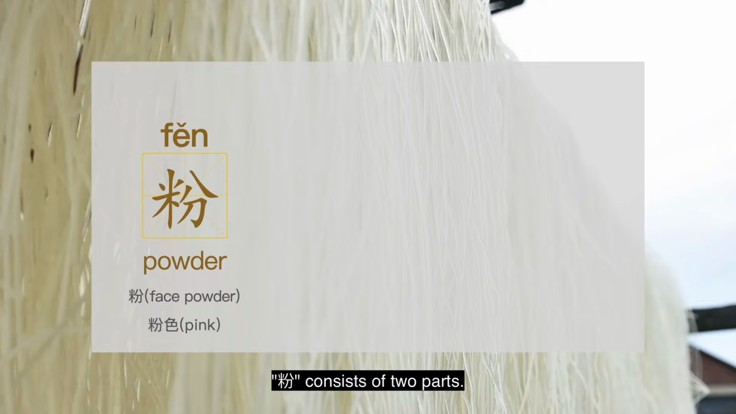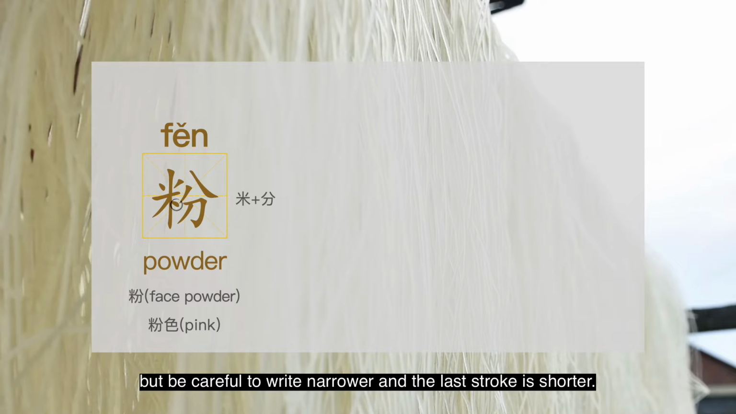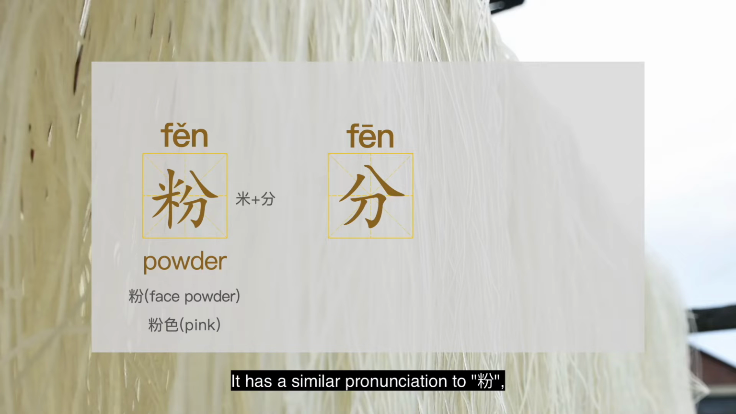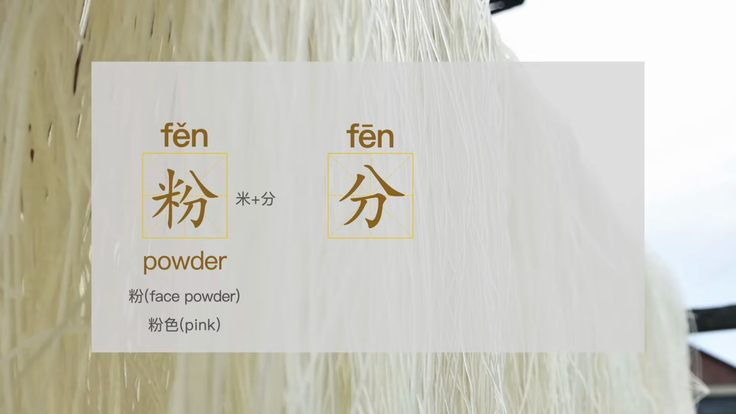粉 consists of two parts. On the left is the character 米, but be careful to write it narrower, and the last stroke is shorter. On the right is the character 分. It has a similar pronunciation to 粉, but the tone is different. So pay attention to the difference.